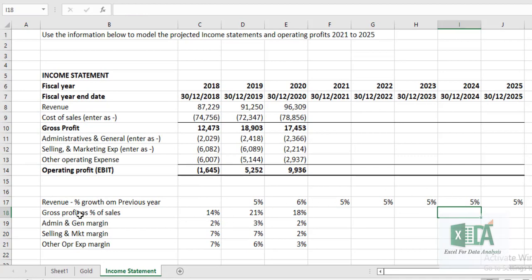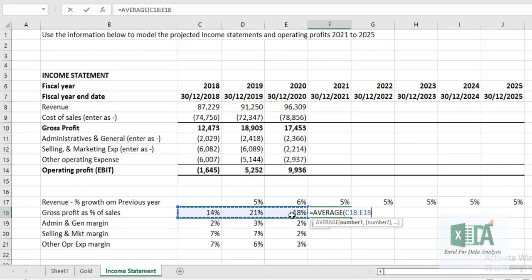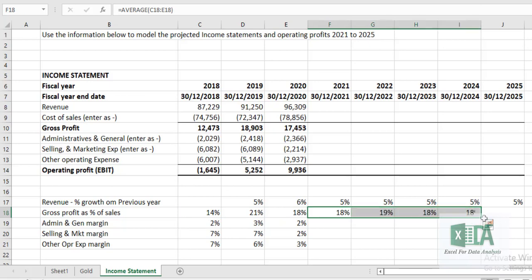Also, we have the gross profit as a percentage of sales. We have 14, 21, 15, 18 for the last 3 years. We're going to build our projection for 2021. Let's use the average of the 3 years. We will use the average formula here also. I just want to show you that you can also use your own formula. There's no fixed way of projecting. It depends on the information available and the policy of the company.